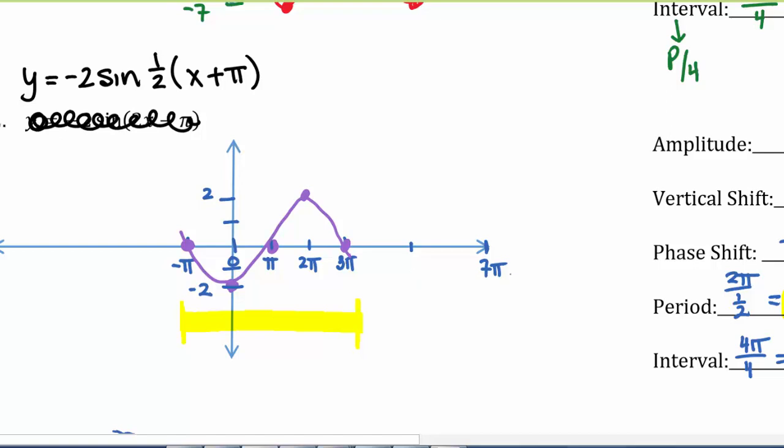So, between 3 and 7, I need 3 tick marks to have 4 equal pieces. So 3 pi plus pi is 4 pi, 5 pi, 6 pi, 7 pi. And I'm just going to continue the pattern. So I'm at the middle, so I have to go down before I can come back to go to the top and back to the middle.